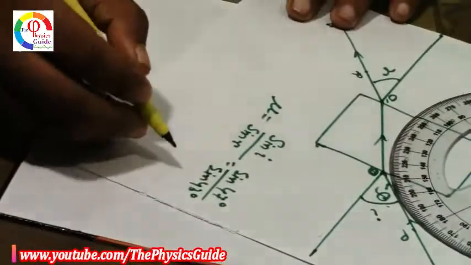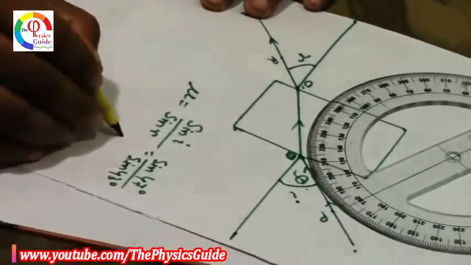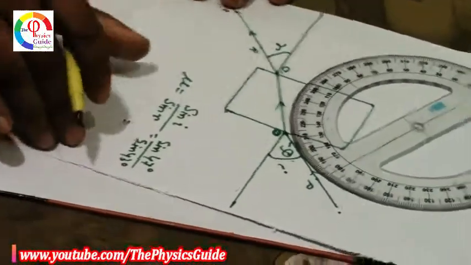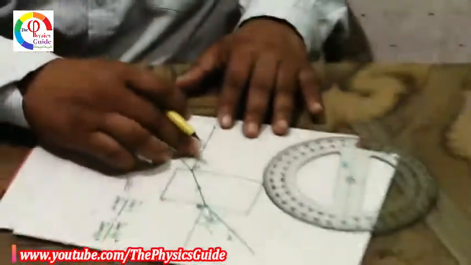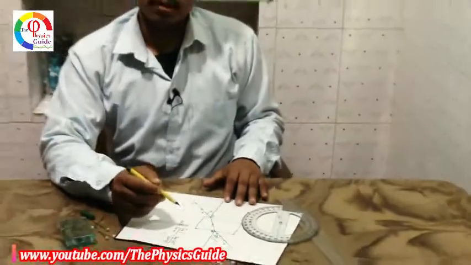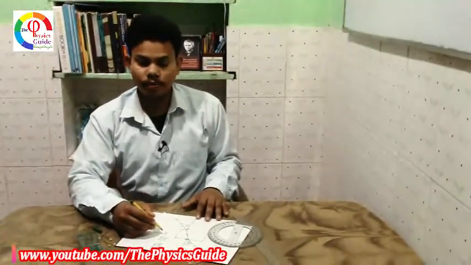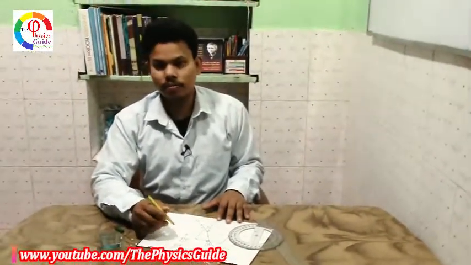And using a calculator we can get the value of mu. So using several I we can get several R, so we can get different values of mu, and taking the average of 3 or 4 values of mu we can get the average value of mu.